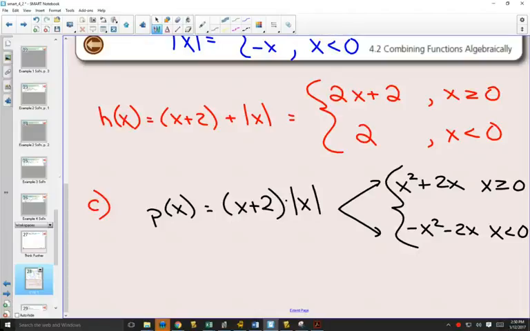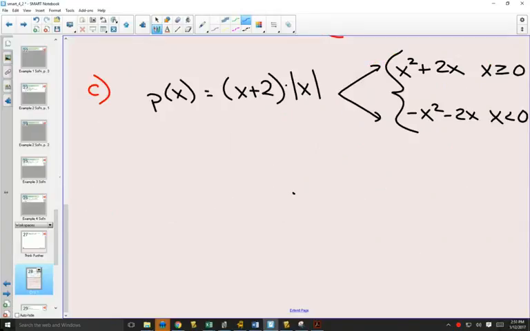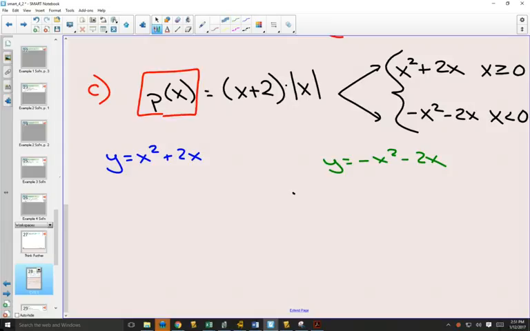But when we go to graph this, we're going to need to use this piecewise function in order to graph it. So what I'm going to do, again, I'm going to use different colors here. I'm going to graph y equals x squared plus 2x in blue. I'm going to graph y equals negative x squared minus 2x in green. And I'm going to graph the actual graph of p of x when it's put together in red. In fact, I'm going to graph the blue one just with a dotted line and the green one just with a dotted line first.